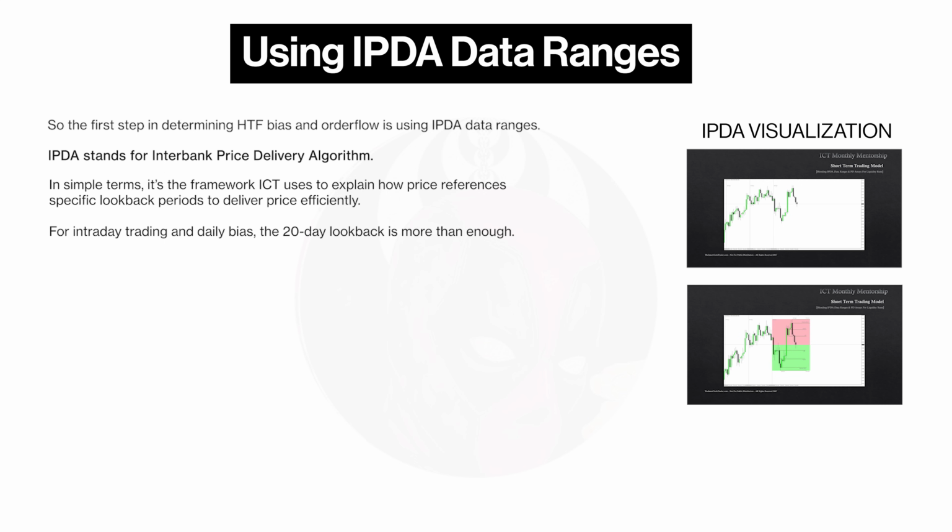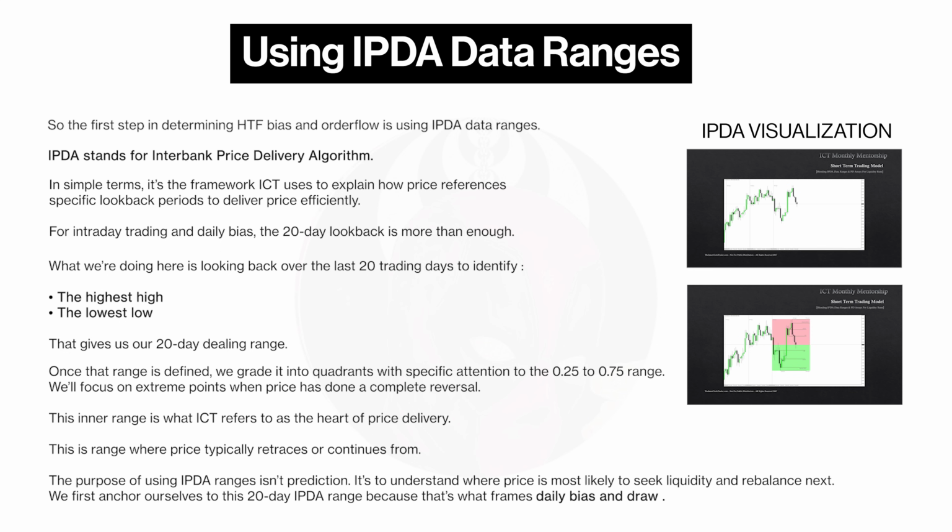For day trading and daily bias, the 20-day lookback is more than enough. What we are doing here is identifying the last 20 trading days and marking the highest high and the lowest low. This gives us our dealing range. Once the range is defined, we grade it into quadrants, with specific attention to the middle quadrants.